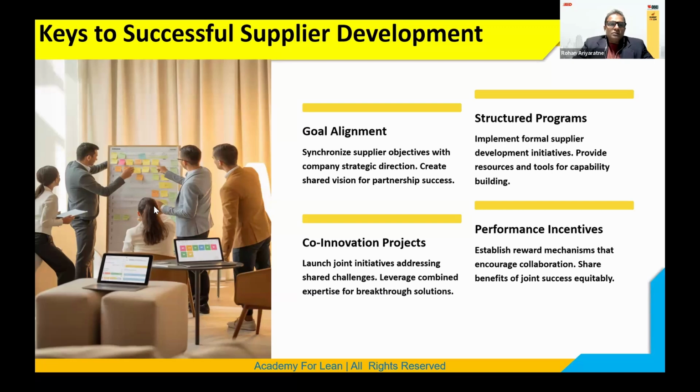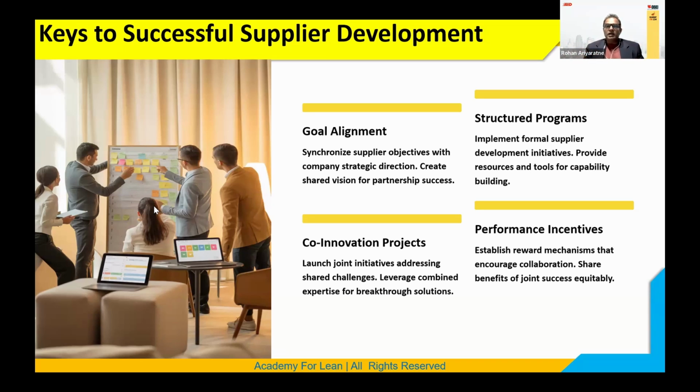Key to successful supplier development. So think about this. As explained initially, goal alignment. Now, supplier and customer, that goal has to be aligned at least in some area, right? Because otherwise, their thinking pattern will be different from what you are going to achieve. It has to at least align with your goal. Then together you have to work with suppliers strategically to perform together.